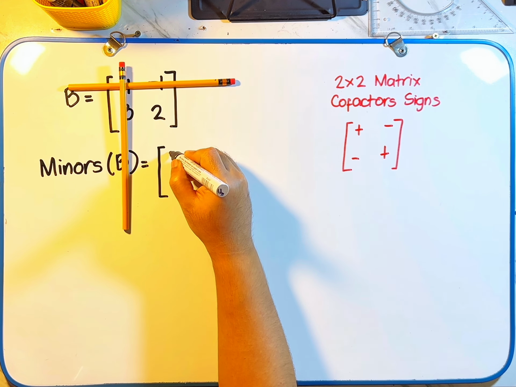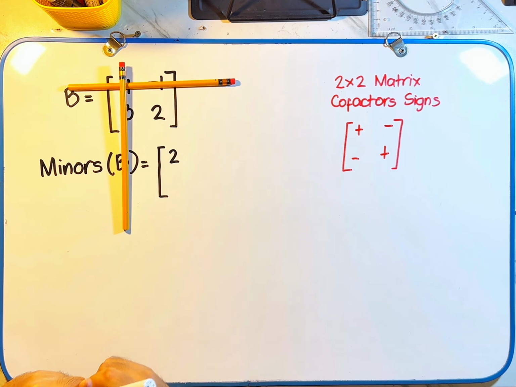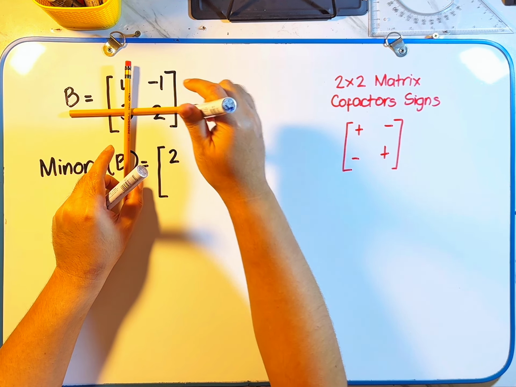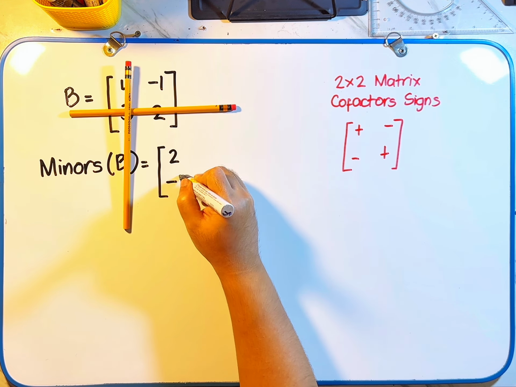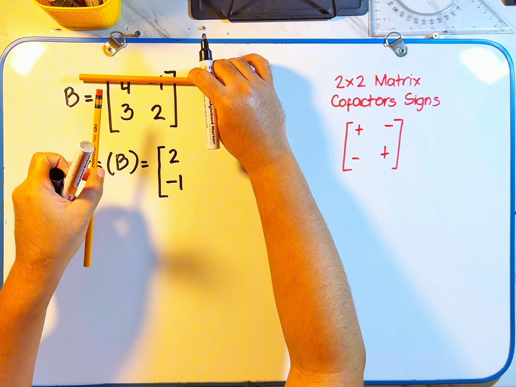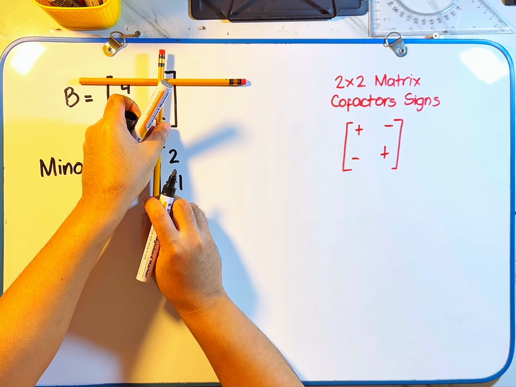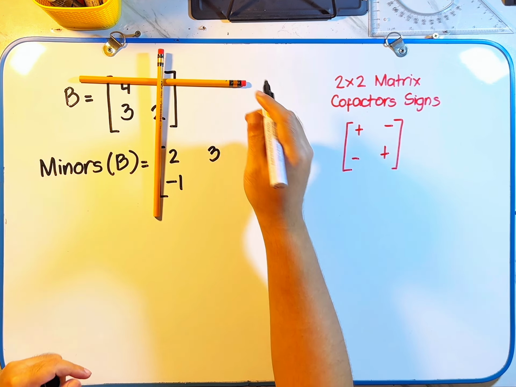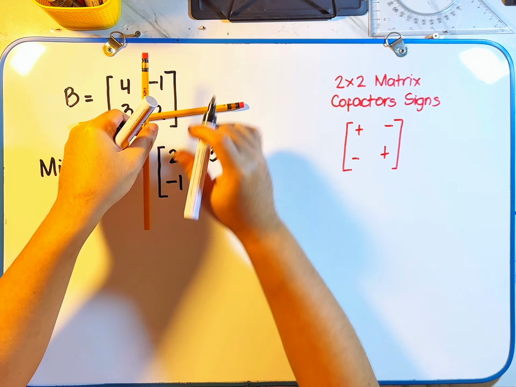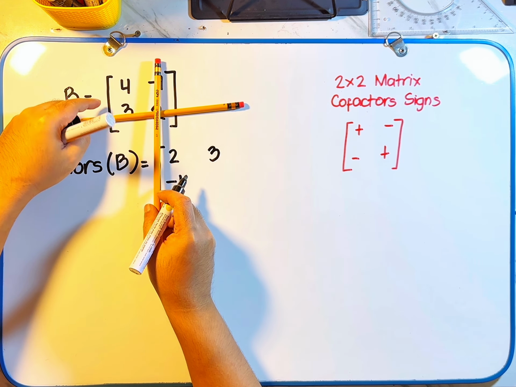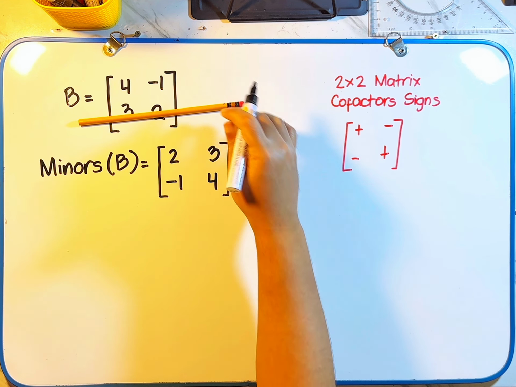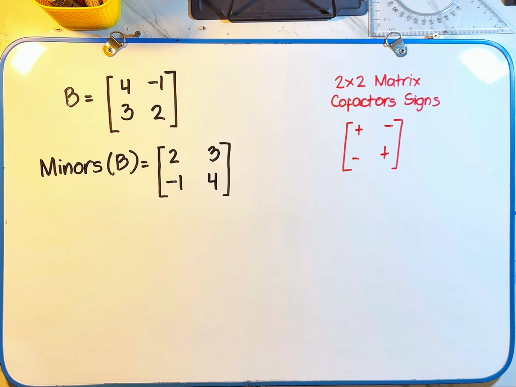So let's write 2 right here. And then for the element in the second row, first column, like that, we're left with negative 1. Next, first row, second column, we have 3. And lastly, for the second row, second column, we're left with 4. And that's your minors.